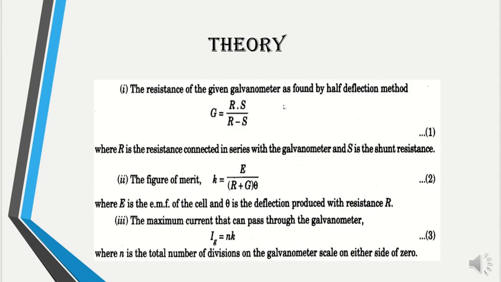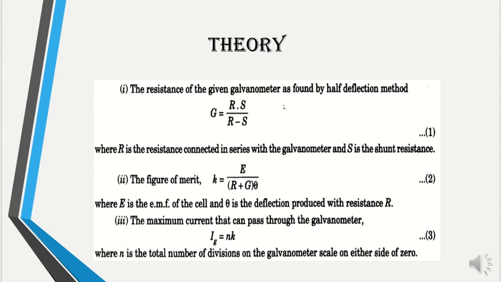The theory for this experiment is: the resistance of a given galvanometer as found by the half deflection method, G is equal to R into S divided by R minus S. The resistance of the galvanometer is represented by G. Internal resistance of a galvanometer is given by G, and its formula is R into S divided by R minus S. Here R is the resistance connected in series with the galvanometer and S is the shunt resistance.